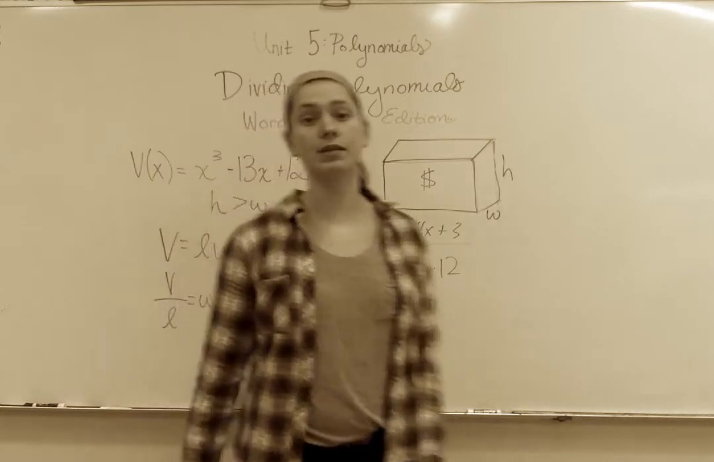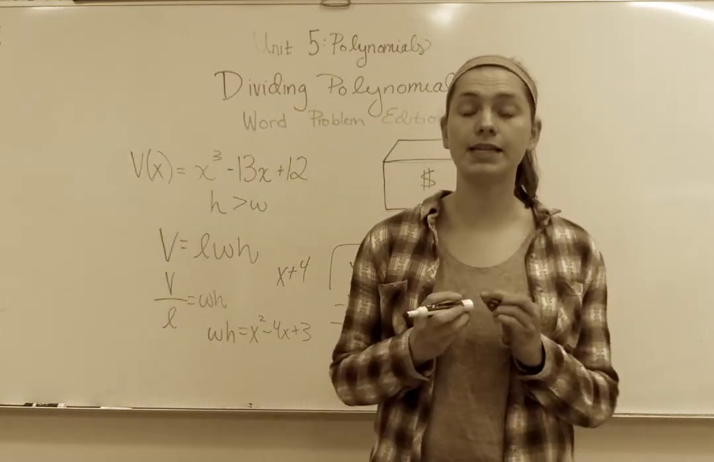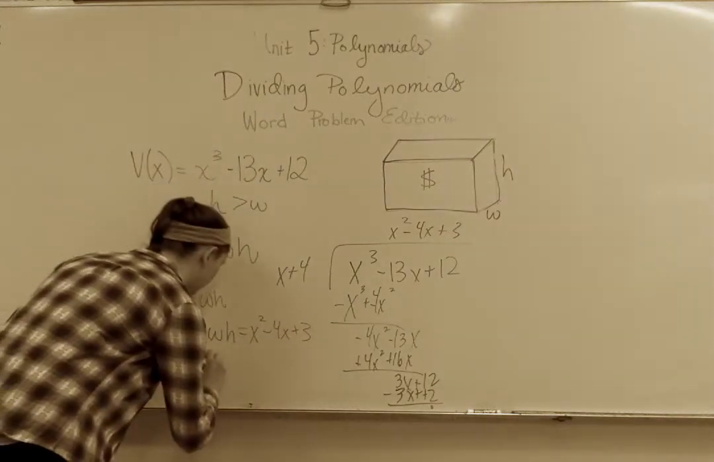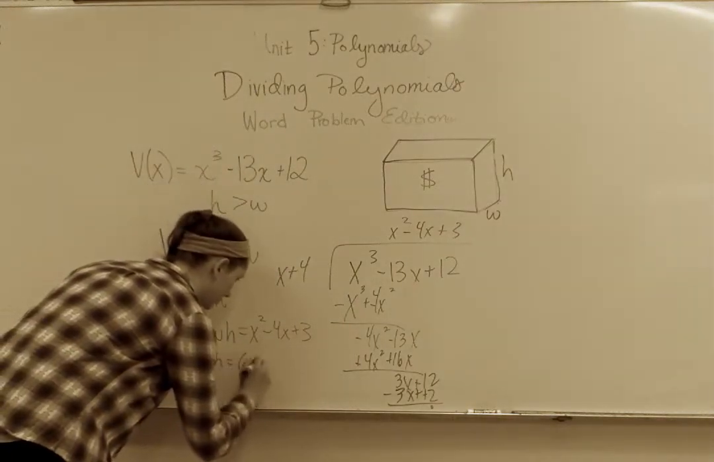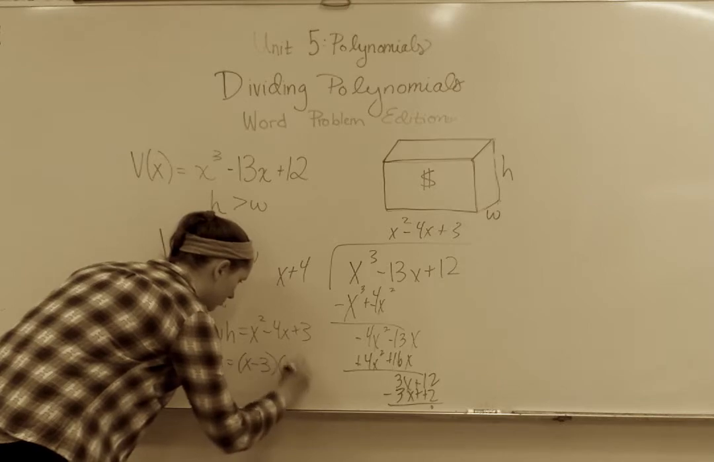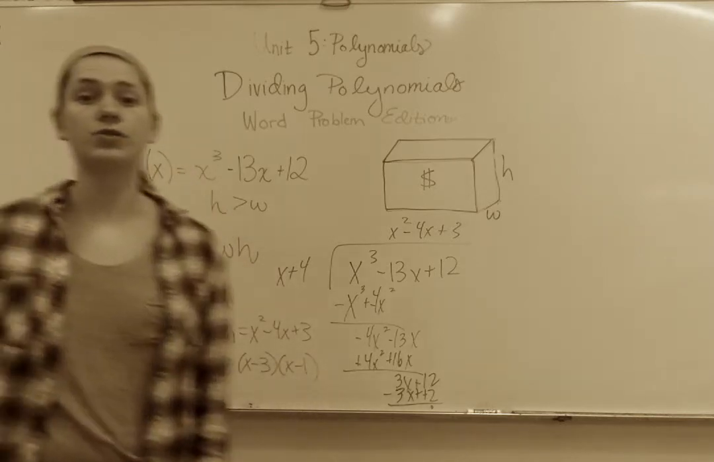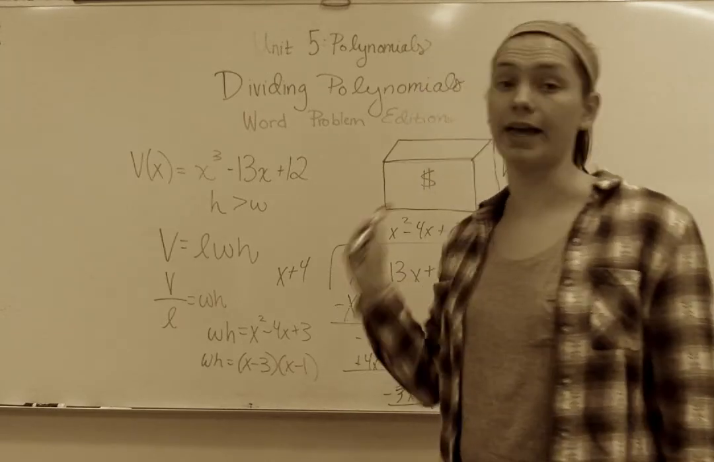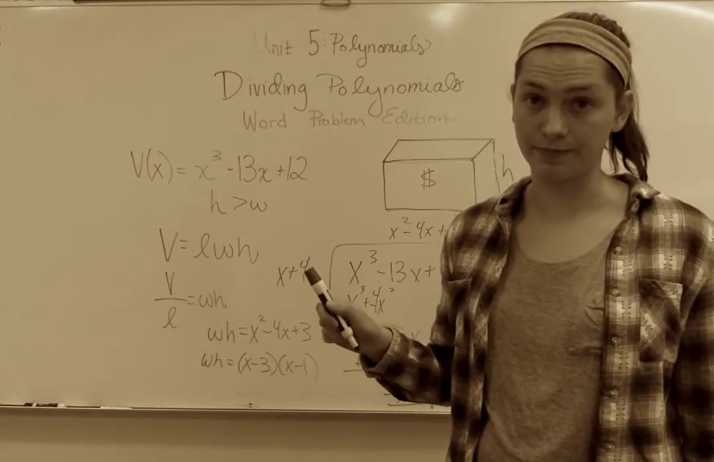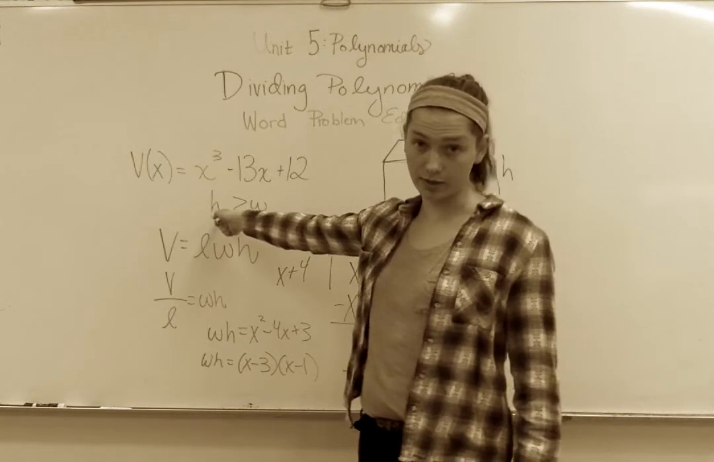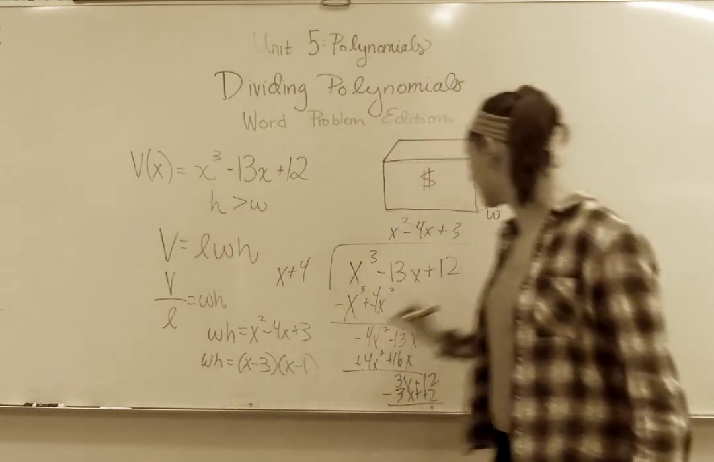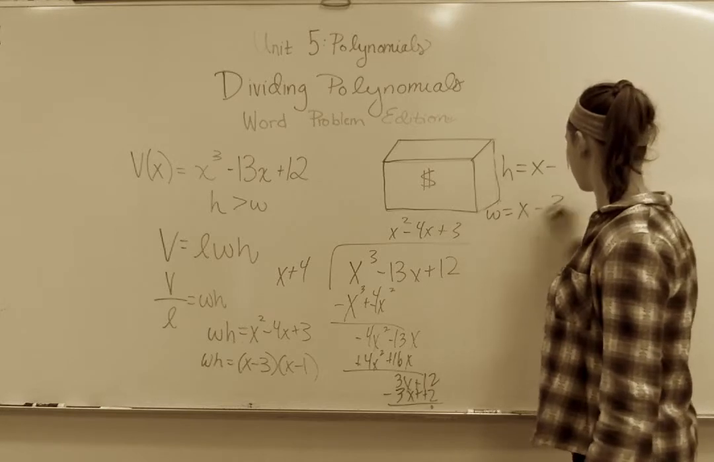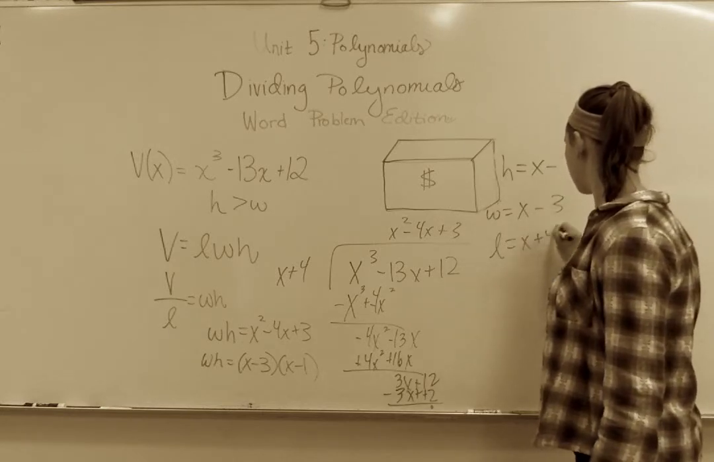My last step is to get width and height by itself. That means I need to factor my binomial. Alright, so when I factor x squared minus 4x plus 3, I get x minus 3 times x minus 1. Now, I already knew that height is greater than width, so now I know height must be x minus 1, and width must be x minus 3, noting that length is x plus 4.